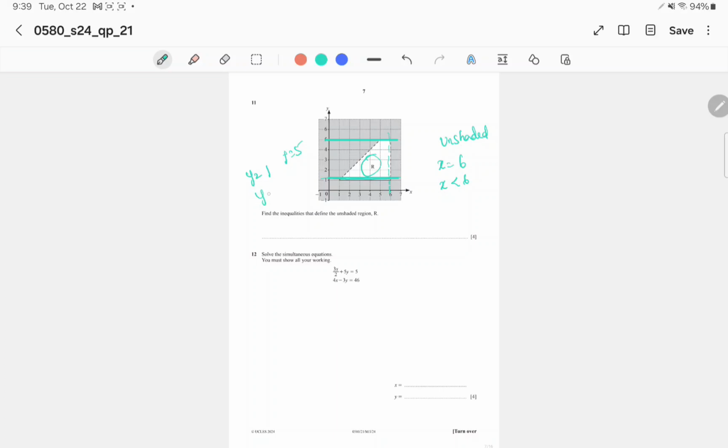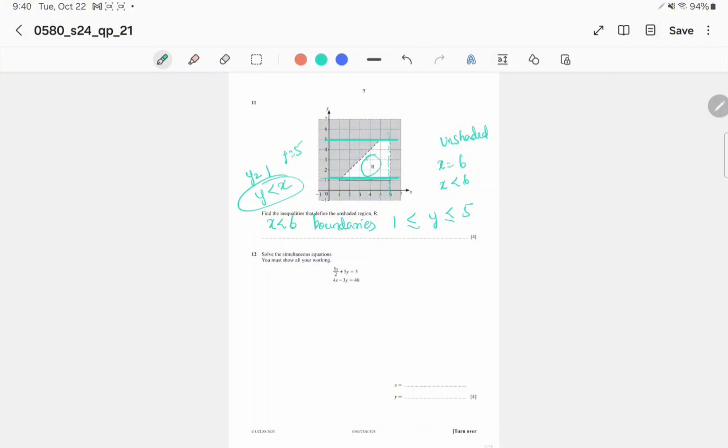So y is either less than x. How will we write the boundaries? For one thing, x is less than 6. One minute, I'll write it clearly. One is x less than 6 to get the unshaded region, and for boundaries on the y part, starting from 1, less than or equal to y, less than or equal to 5, because it is a straight line. Please write it clearly.